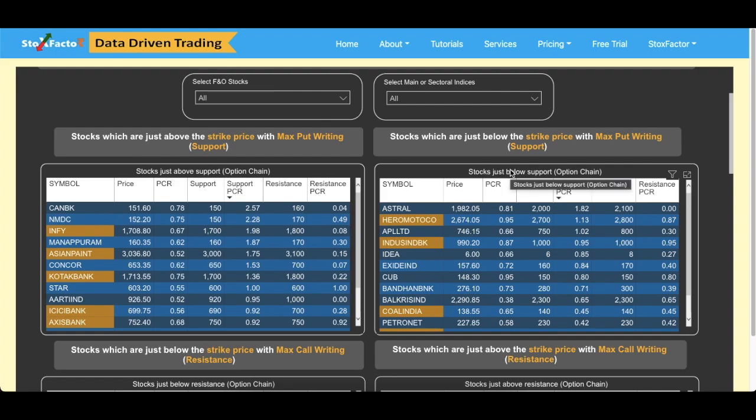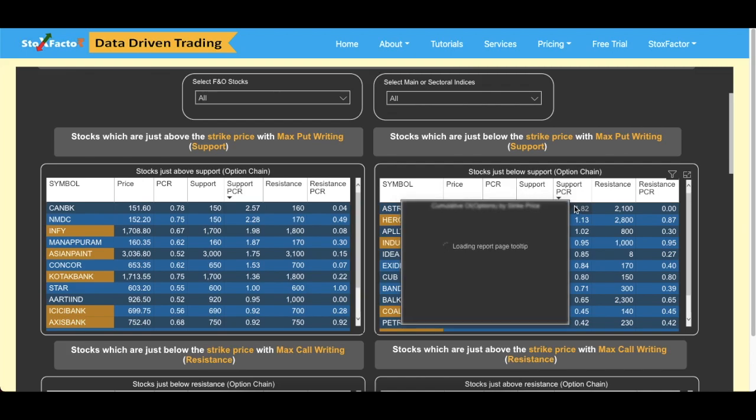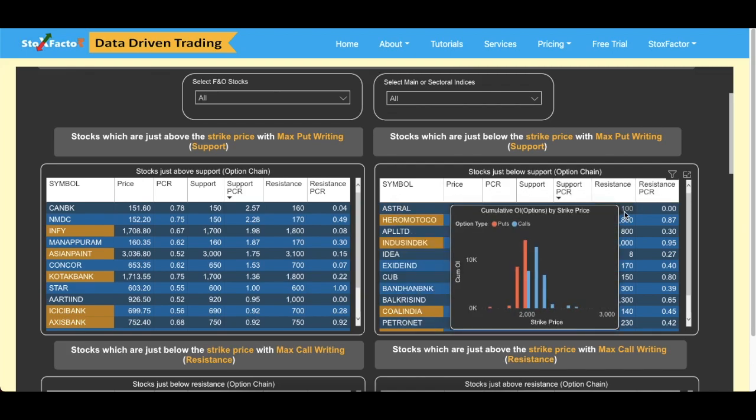You have to see the PCR level at that stock so that you can understand that the support is strong and it is still intact, and whether there is further put writing going on at this strike price or not. For example, if we talk about Astral, you can see price is just below the support level 1982, and the support PCR, it means the PCR level at 2000, is 1.82 and the resistance is at 2100.